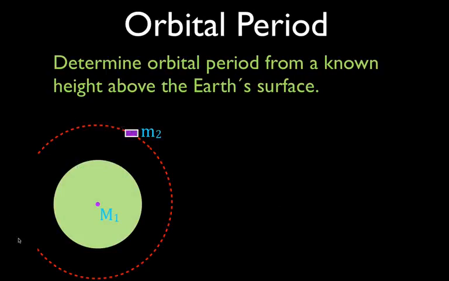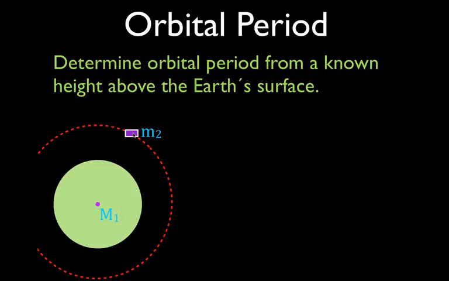So let's just say we have this object M2. It is orbiting around this central mass M1, and we're going to determine the orbital period of M2 from its known height above the Earth's surface, or from the surface of the central object. So we have M2, maybe a satellite or a moon, orbiting the central mass, which is M1, and we're going to determine the orbital period, the time it takes for M2 to go around one time.